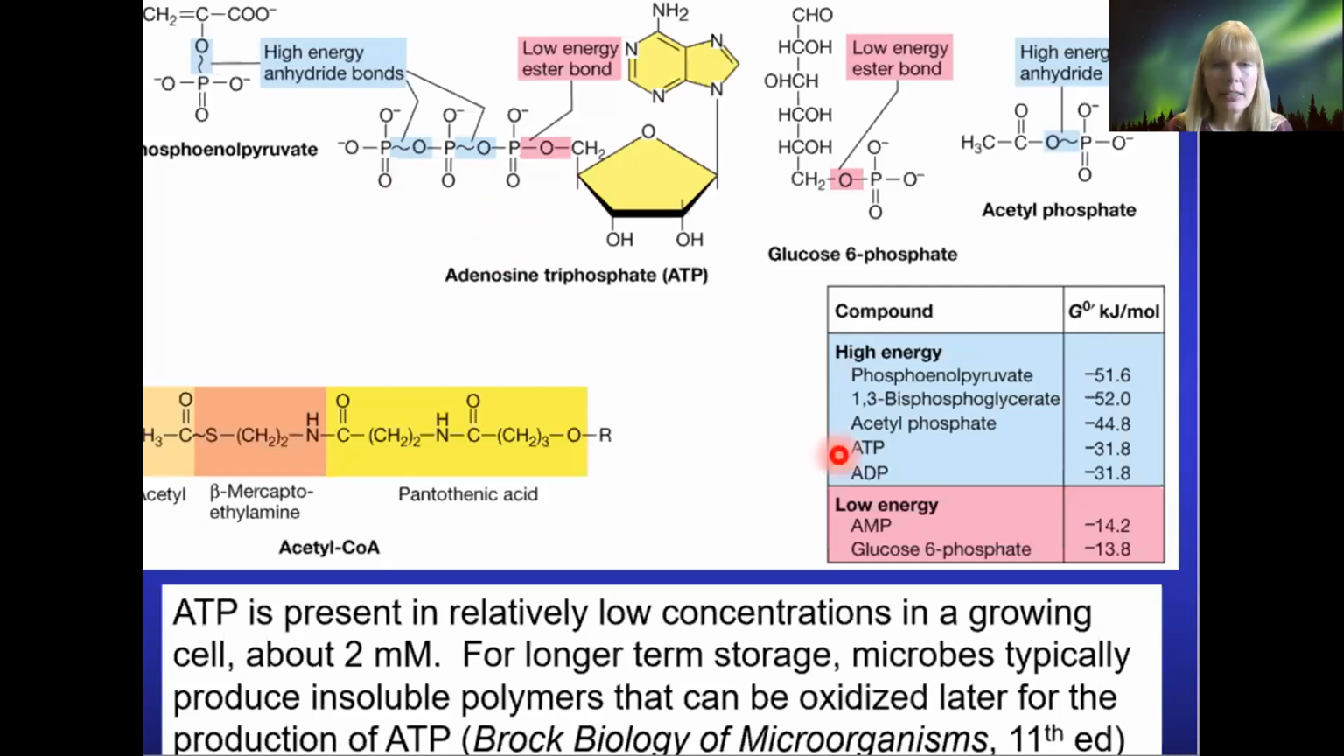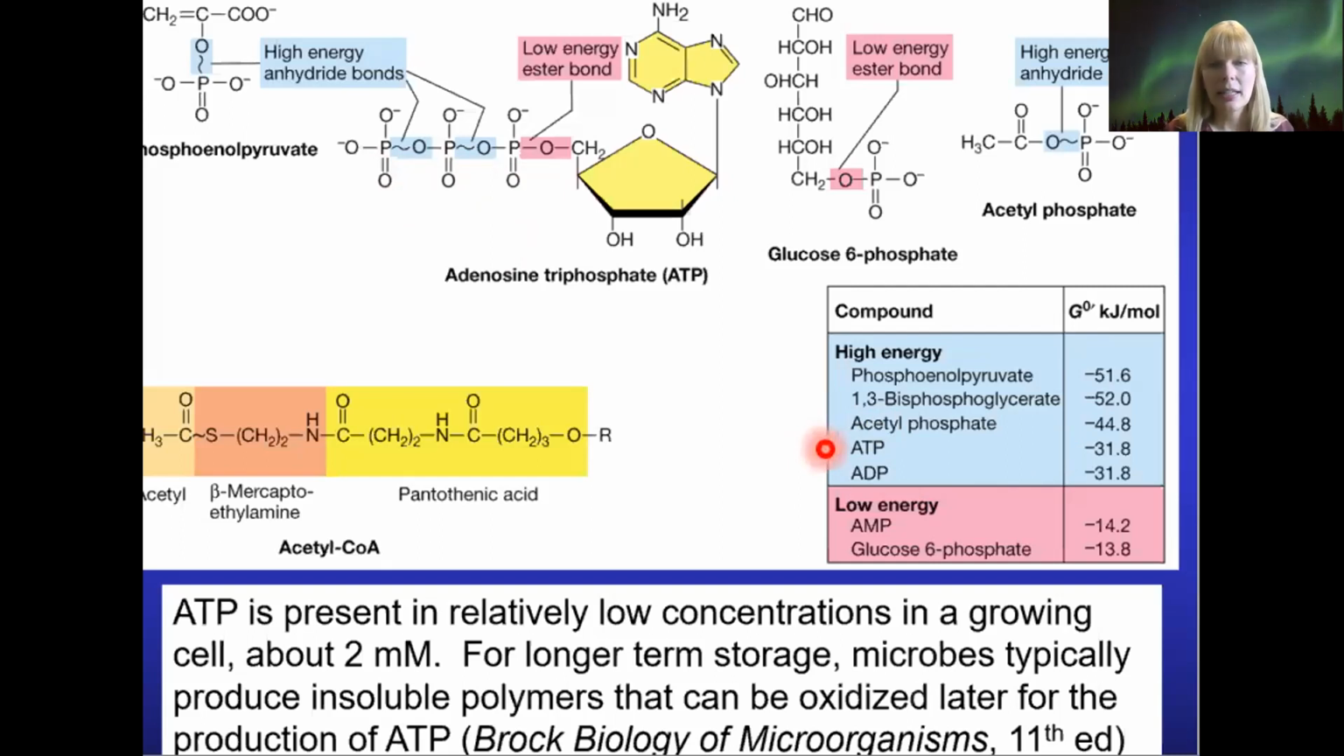And so here in this chart, this table, you see ATP has a free energy of, let's just round up, negative 32. That number is a magic number I want you to memorize. All right, negative 32. It's a good one to know. So ATP has a free energy amount of negative 32 kilojoules per mole.